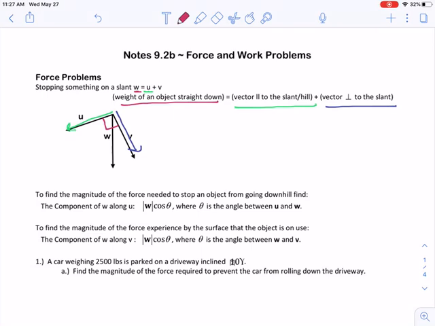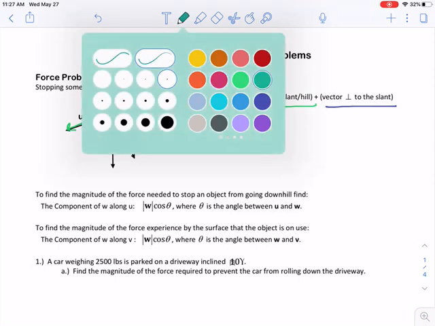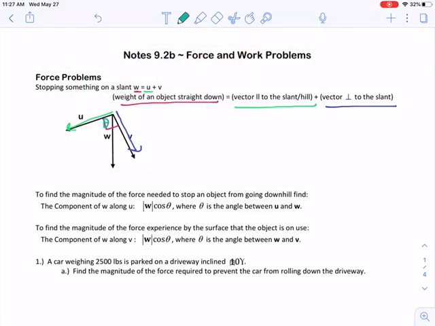So if I take a look at trying to stop something from sliding downhill, that means that I'm traveling along U. Then I want to use my angle theta in between U and W. So if I want to find the magnitude of force, how much force I need to stop an object from going downhill, then we're going to find the component of W along V, which is the magnitude of W times the cosine of theta, where theta is the angle in between U and W.